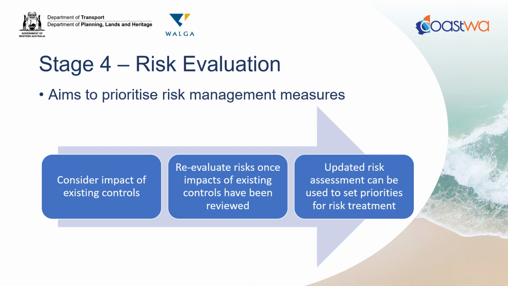Stage 4, the risk evaluation stage. This stage aims to prioritise the risk management measures. So we'd assess the risk, we then consider the impact of any existing controls, re-evaluate our risks, and then can prepare updated risk assessments. And often this is just around identifying those areas or assets which are priorities to complete adaptation works over.